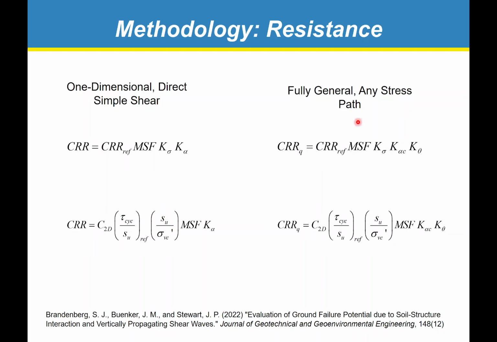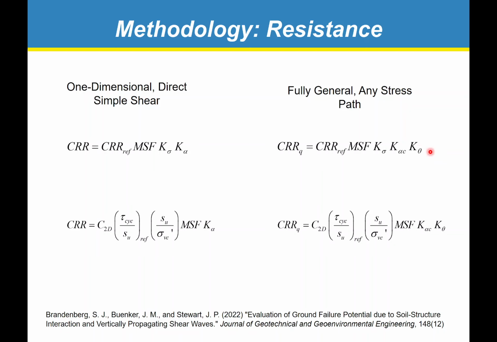When we go to a fully general analysis for any stress path, not just simple shear, there are a few adjustments we have to make. So first, the magnitude scaling factor may be a little different because the number of loading cycles from a structure is generally different than the number of loading cycles in the free field. K sigma is basically the same. We just substitute P naught prime instead of sigma V prime to make it general. And then K alpha is divided into a capacity and a demand term, and I'll talk about that in a minute. And then we have a path correction, K theta, to account for the fact that direct simple shear stress paths have different shear strengths than other stress paths.